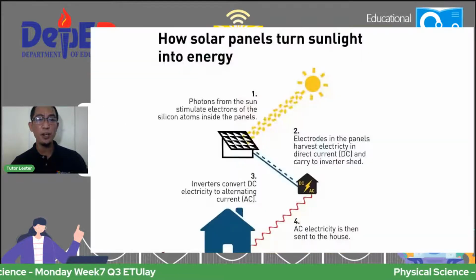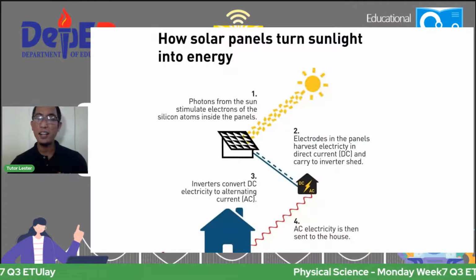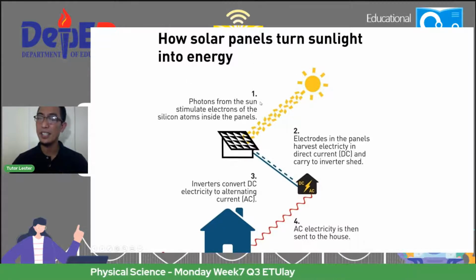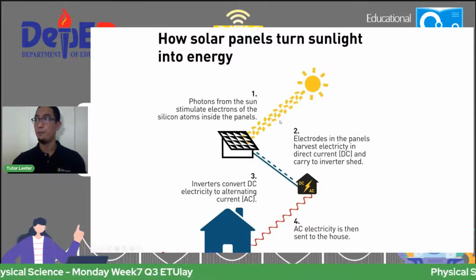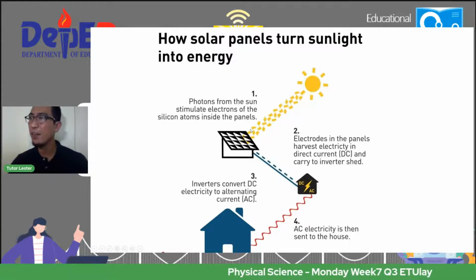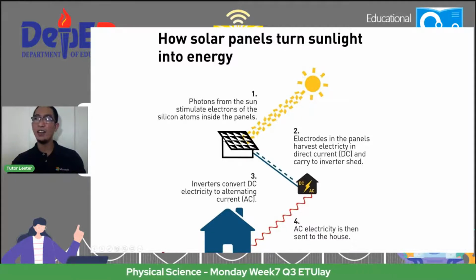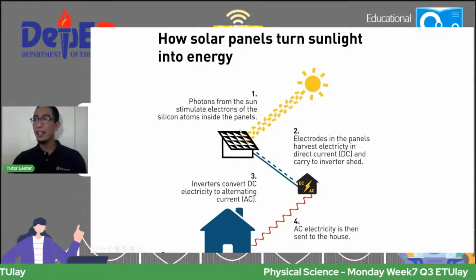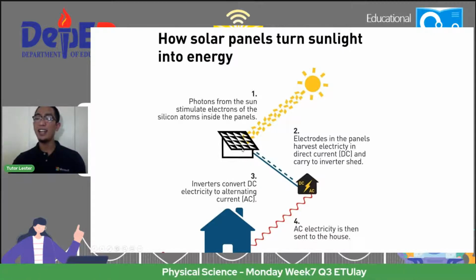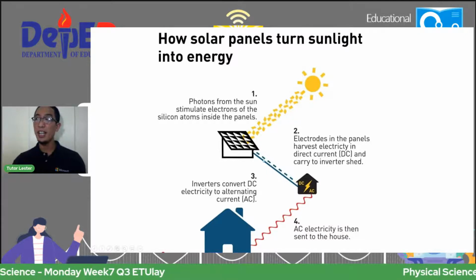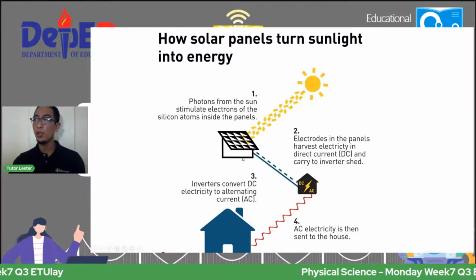So in solar power, the solar panels convert sunlight into energy, okay, in the sequence na makikita nyo po sa ating slide. So ang photons po coming from the sunlight stimulate the electrons of the silicon atoms na nasa loob po ng ating mga solar panels. And then these panels harvest electricity in the form of direct current. So, direct current po ang napoproduce na electricity dito sa ating mga solar panels.